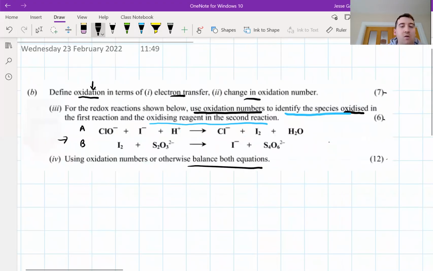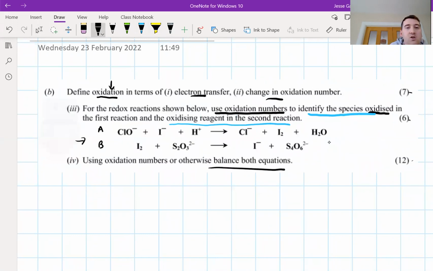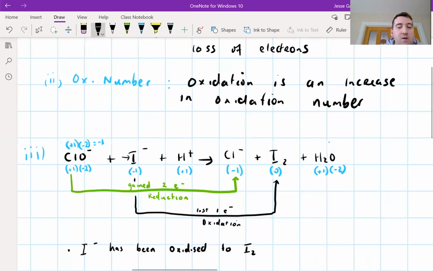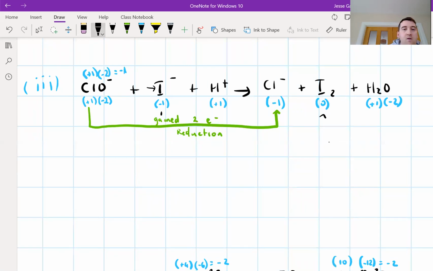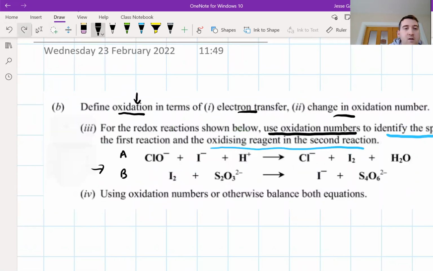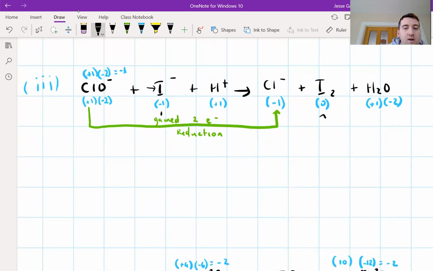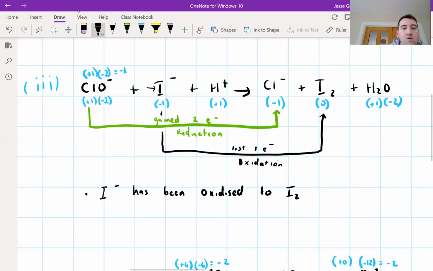Right, so the last bit is definitely the most challenging bit. It says using oxidation numbers or otherwise, balance both equations. So using oxidation numbers, balance both equations. We showed you how to do this before. The first thing that we've got to do is balance the electron transfer. So I'm going to get rid of some of the stuff that we've done previously. Not that much of it, sorry, I better leave that in. Right, I'm going to get rid of this bit here, and we're just going to clarify what's happening in the electron transfer.